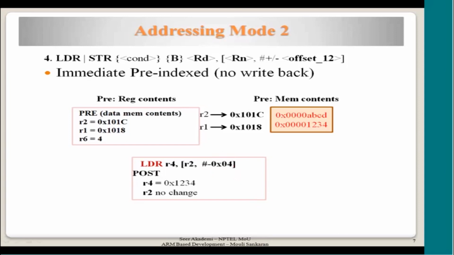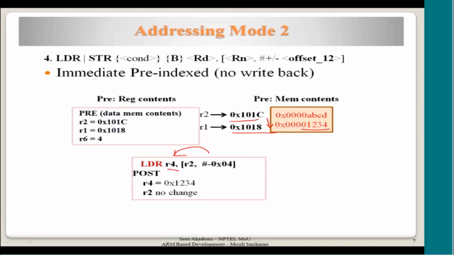So effectively, what is happening here? It is taking the value stored in R2, subtracting a 4 from there. So what happens? R2, that address, is becoming an 18 and then that is being accessed and it is loading. So it is loading the value into the register. So R4 becomes 1234, 0001234. Got it? This is the way it is done.